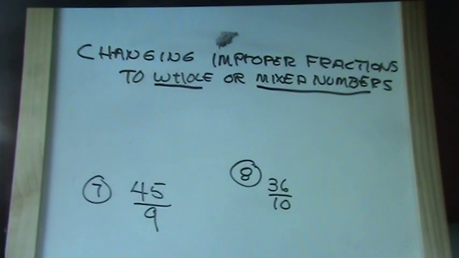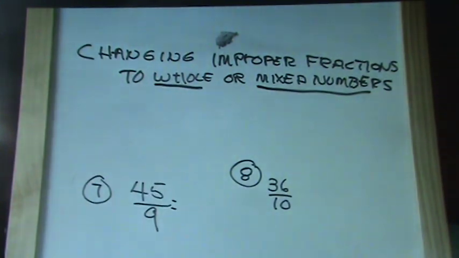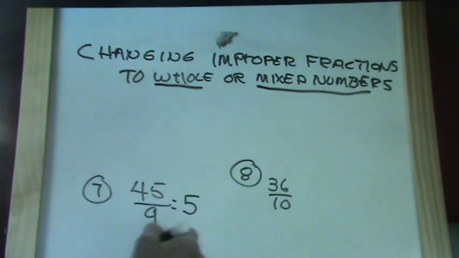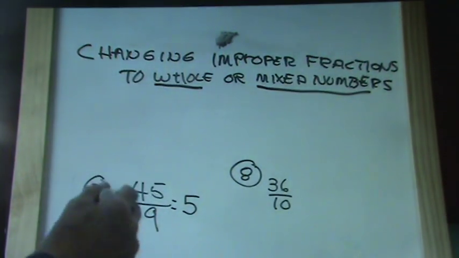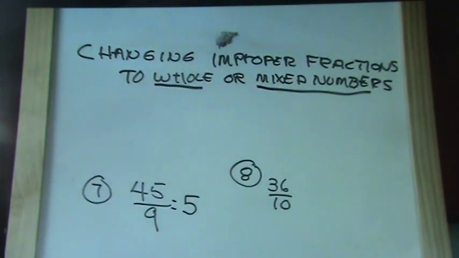Number 7, 45/9. Well, we divide 9 into 45. 9 goes into 45 5 times because 9 times 5 is 45, and there's no remainder. Nothing is left over. So 45/9 is equal to the whole number 5.